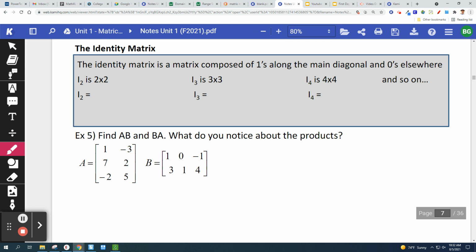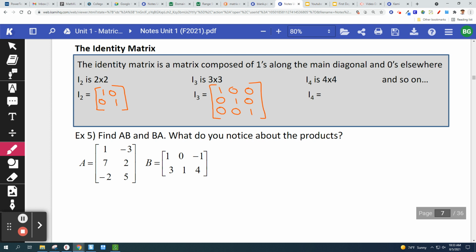The identity matrix is composed of 1s along the main diagonal and 0s elsewhere. I2 is a 2 by 2 matrix and is going to look like this: 1s along the diagonal and 0s elsewhere. That's the 2 by 2 identity. I3 is going to be a 3 by 3. Again, it has 1s along the diagonal and 0s elsewhere. Remember, it's the matrix equivalent of 1.